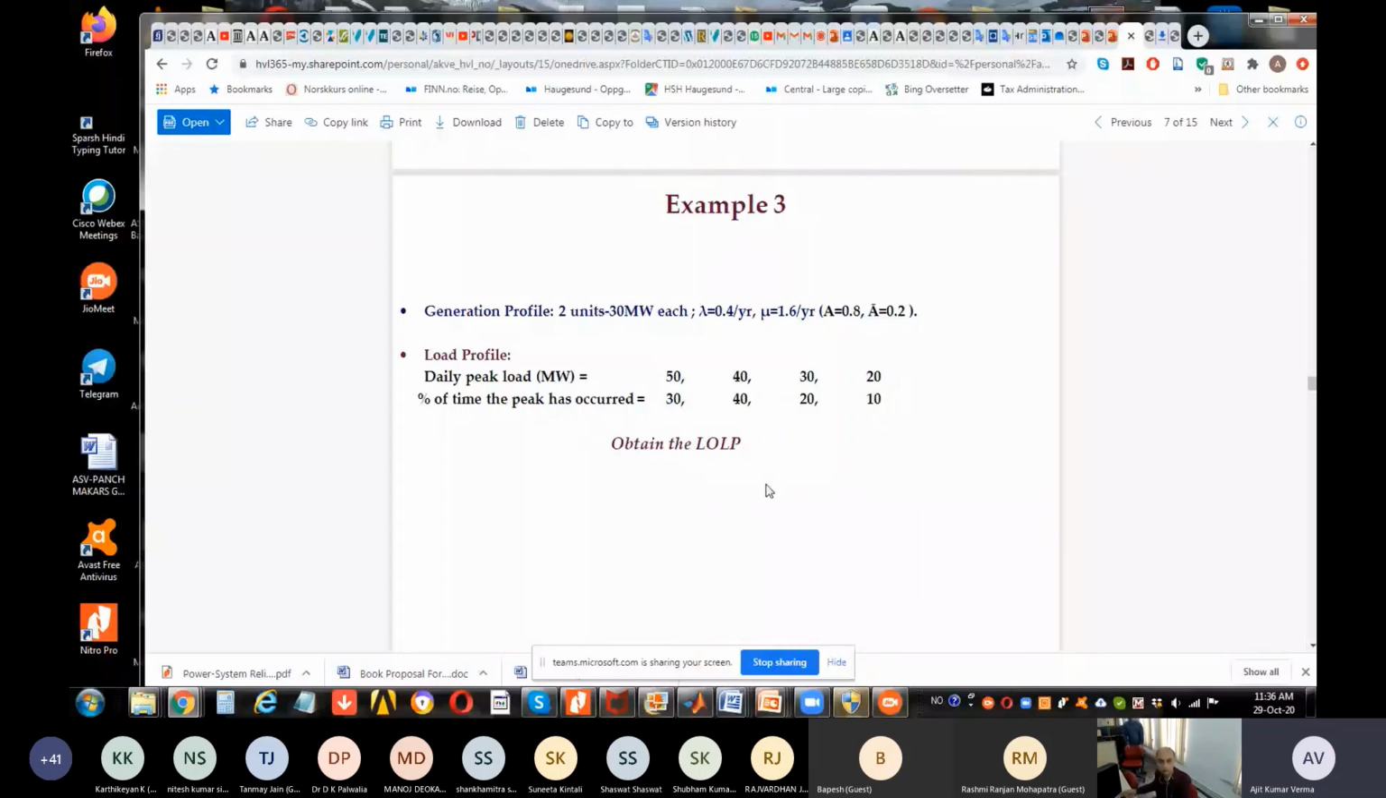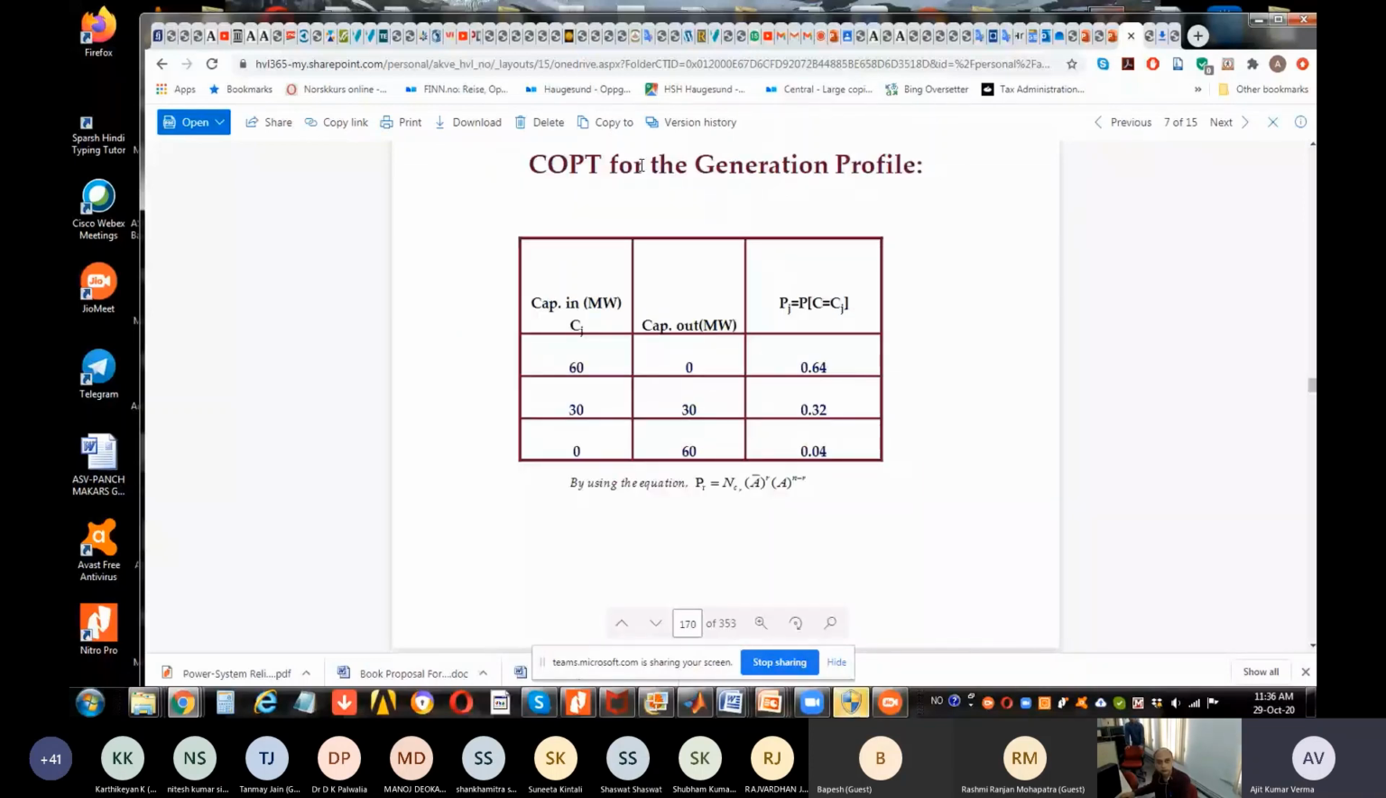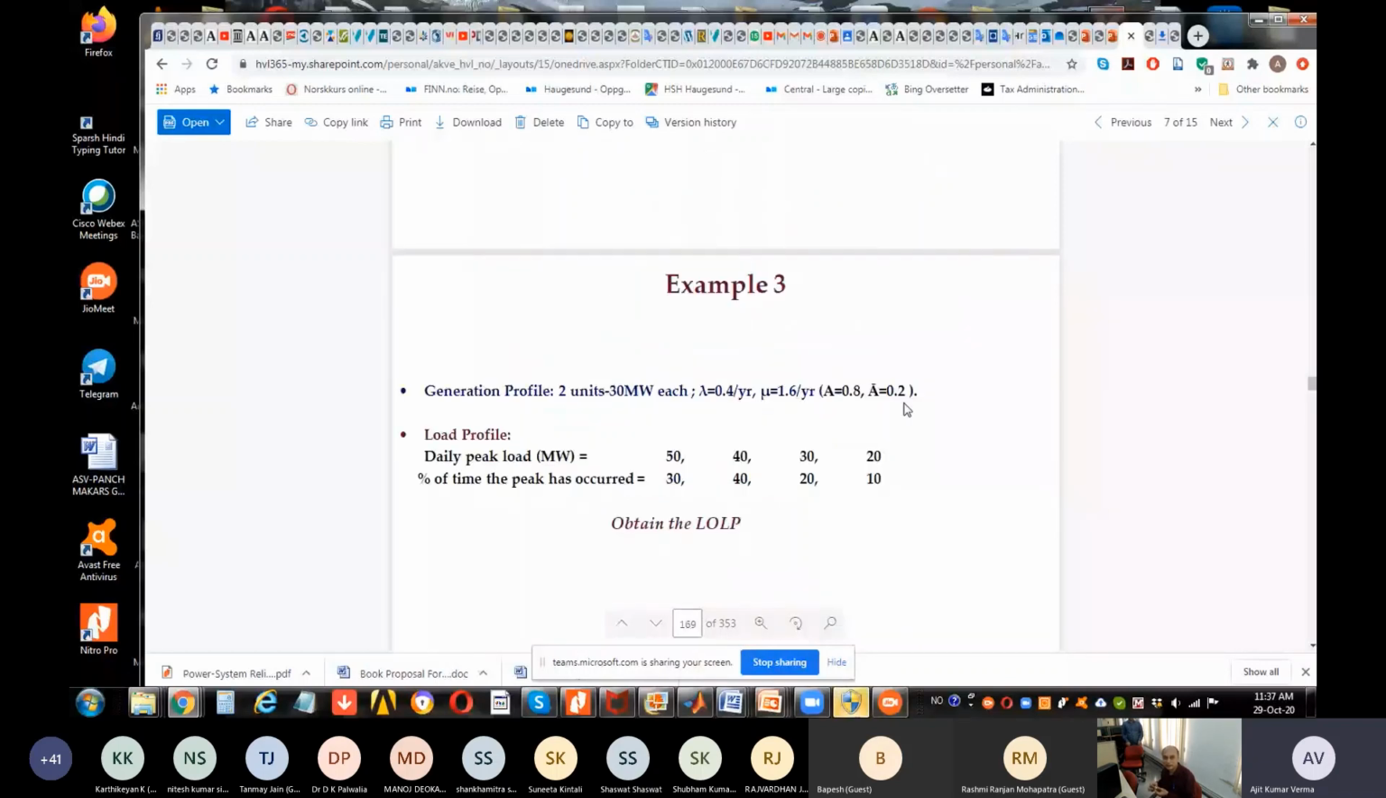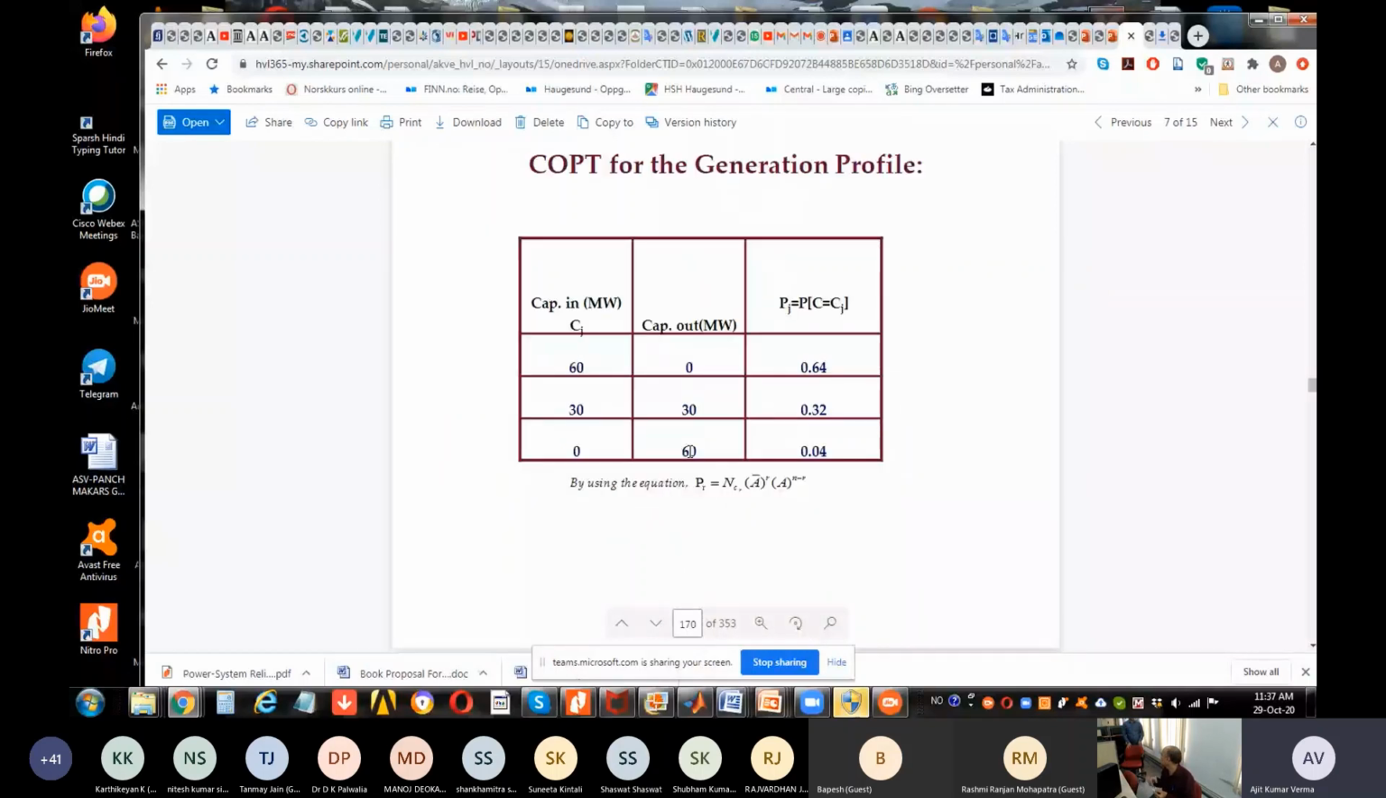So let's build up the generation profile, the COPT, capacity outage probability table. That means as and when the generators are out, what is the remaining capacity and what are their probabilities? That's what we need to find. When the capacity is zero, both of them are out, so the unavailability is 0.2 into 0.2. That's 0.04.